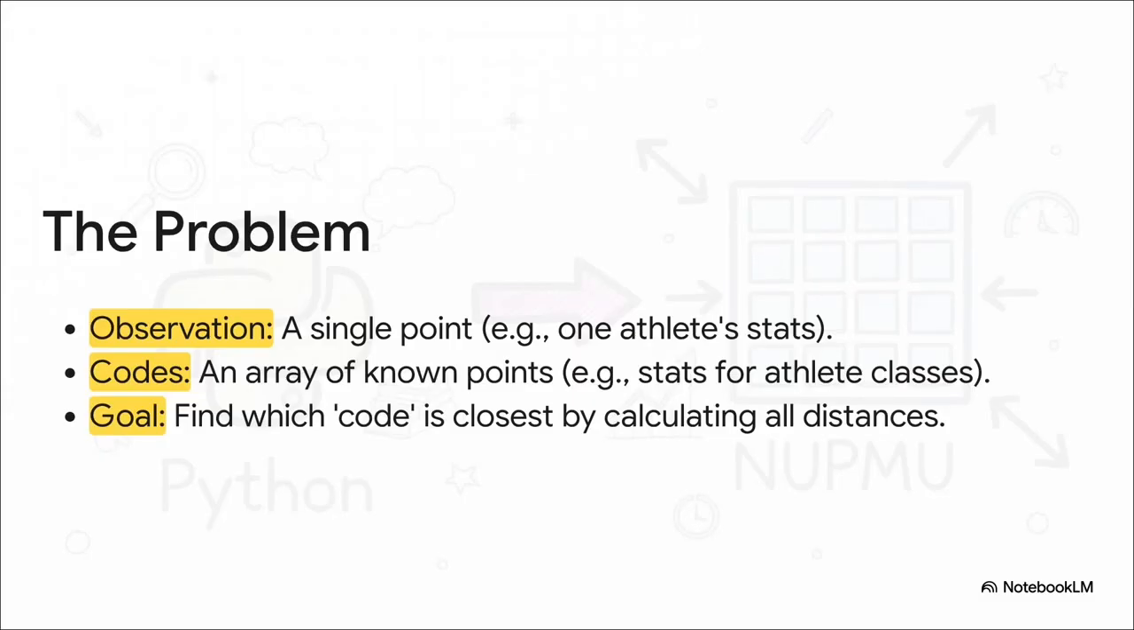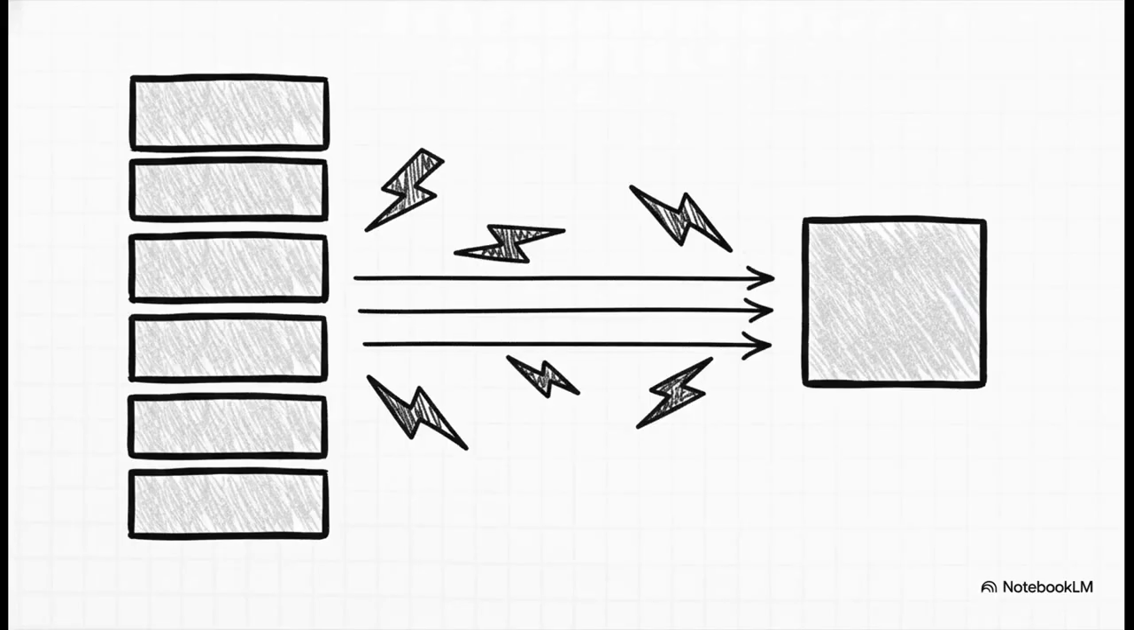So the mission is to figure out which of our codes is closest to our new observation. Now, if you were to do this in plain Python, you'd have to write a loop, right? You'd go through every single code, one by one, calculate the distance, and keep track of which one was the smallest. But with broadcasting, we can do it all in one fell swoop. We just subtract our single observation from the entire array of codes. NumPy will automatically stretch or broadcast that one observation across all the codes, performing all of those subtractions at once in a single, highly optimized operation.